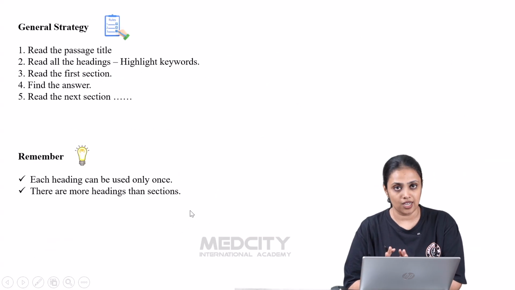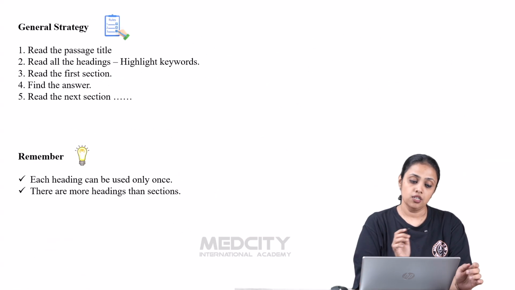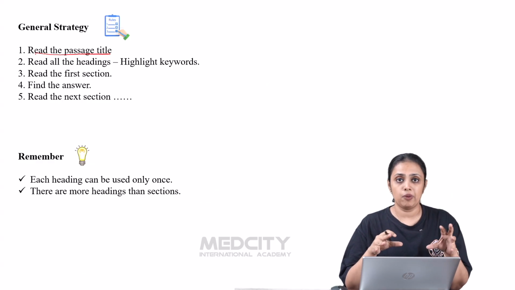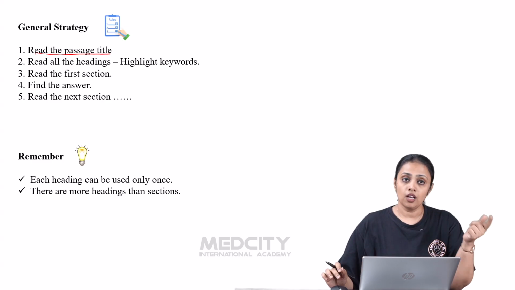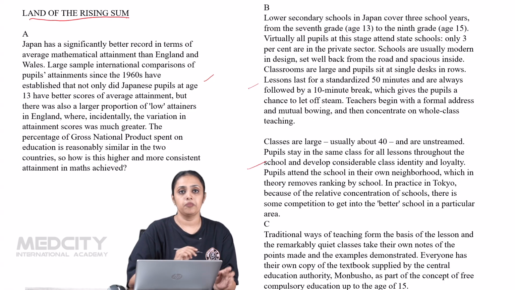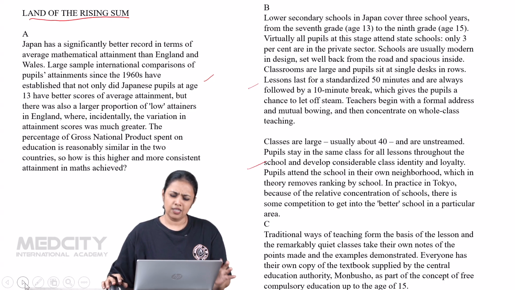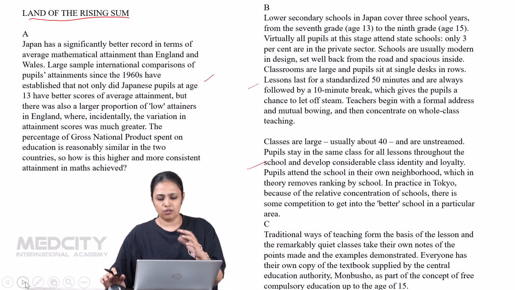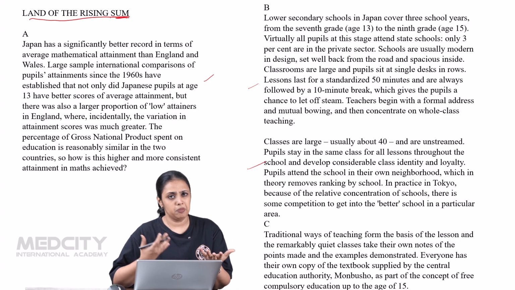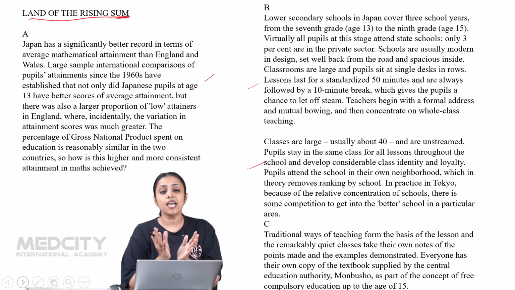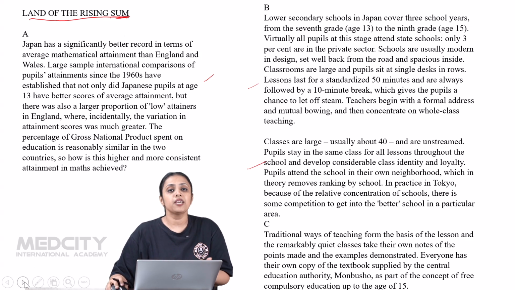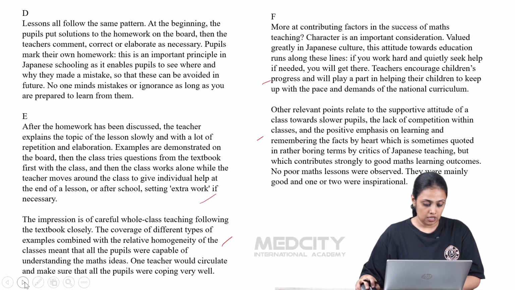What's the general strategy, in what way do you have to approach? Read the passage title. The entire passage, which comprises all these paragraphs, will have a main title. Here you can see Land of Rising Sun. That is the caption. We have heard Land of Rising Sun, Japan, so it might be something related to Japan, but perhaps something related to maths. To get an overall idea of what the passage would be, it's always good to read the caption, preparing ourselves for what to anticipate in the passage.